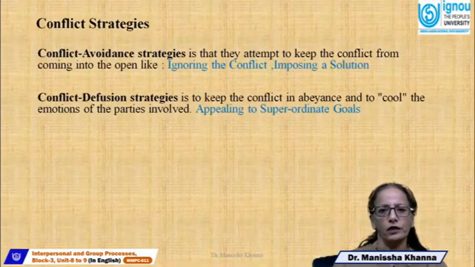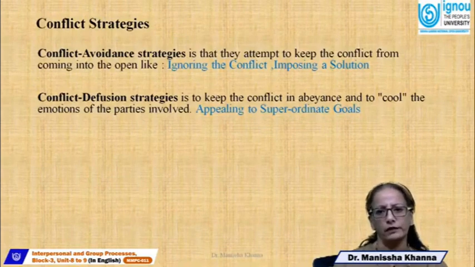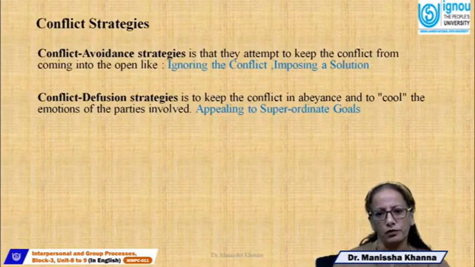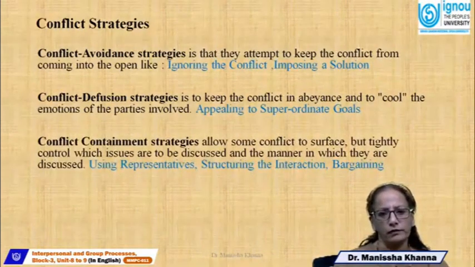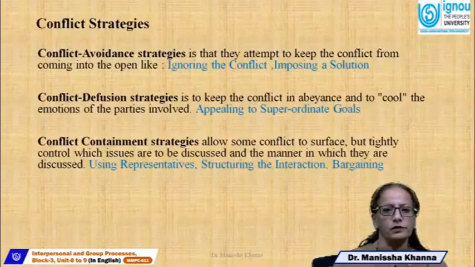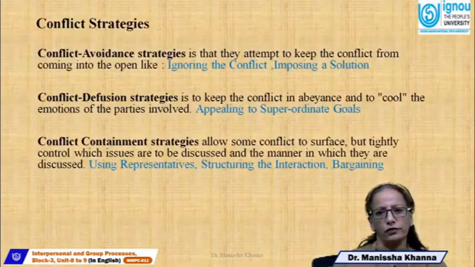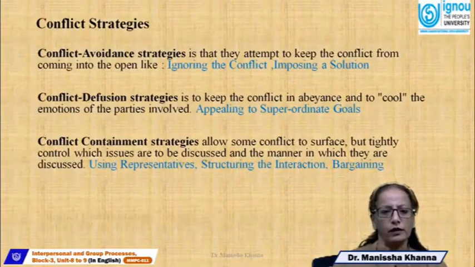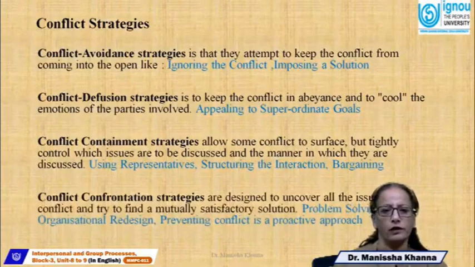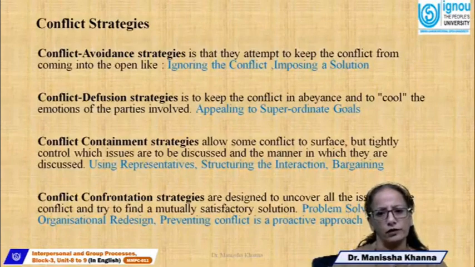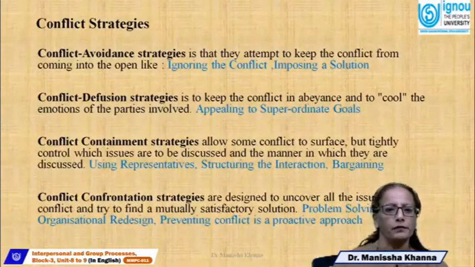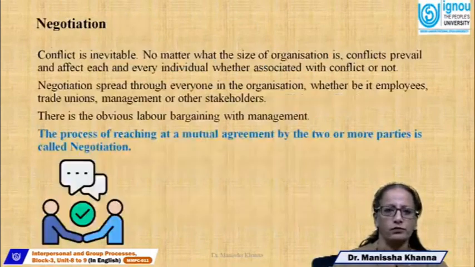Conflict diffusion strategies refer to appealing to superordinate goals. Then conflict containment strategies refer to using the representatives and structure of the organization, or it depends on the bargaining power of the two parties. Then there are conflict confrontation strategies, which refer to organization redesigning. Prevention of conflict is a positive approach.